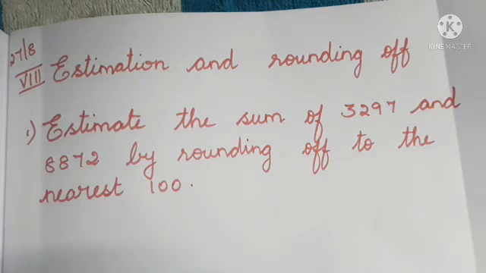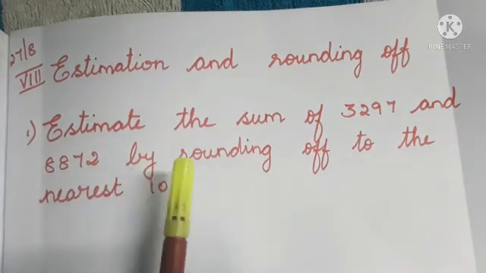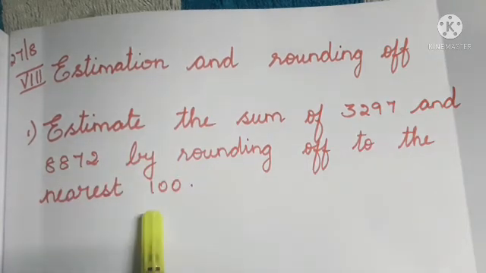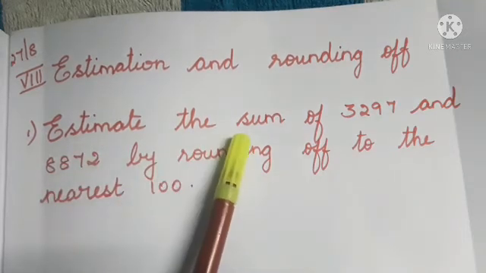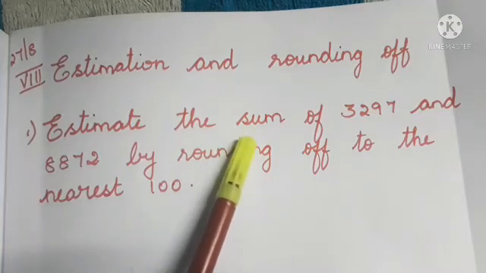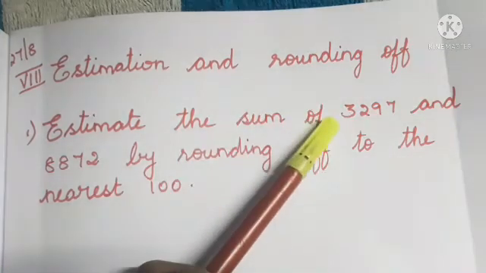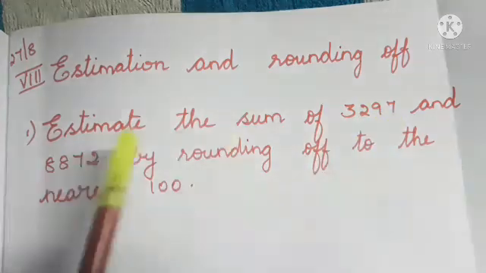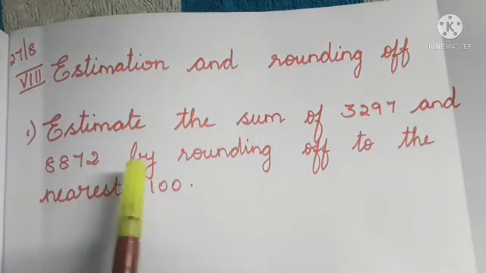So look at the first question we have. Estimate the sum of 3297 and 8872 by rounding off to the nearest 100. Once again, estimate the sum. Sum means add. So we are going to add 3297 and 8872 by rounding off to the nearest 100. First we have to round off to the nearest 100 and find the sum, so we will get the estimate value. Have you understood this, ma?